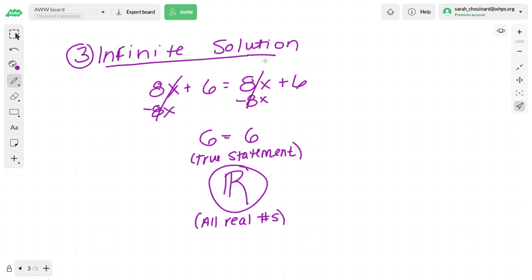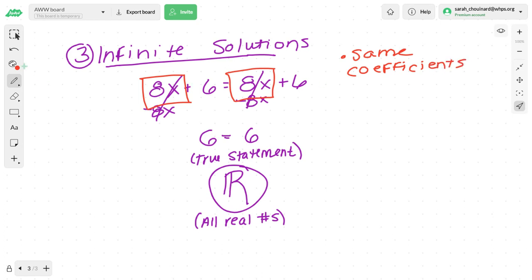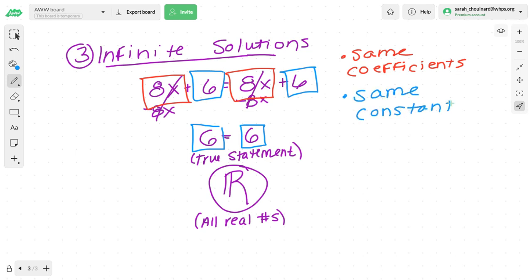Again, I could tell that there was going to be infinite solutions at the beginning because my coefficients were the same. So if you have the same coefficients, remember your brain is automatically thinking, this is not going to have one solution. This time, however, we had the same constant. So once that 8x canceled on both sides, I was left with a true statement, 6 equals 6. So if you have the same equation on both sides, same coefficients, same constants, your answer is going to be infinite solutions or all real numbers.